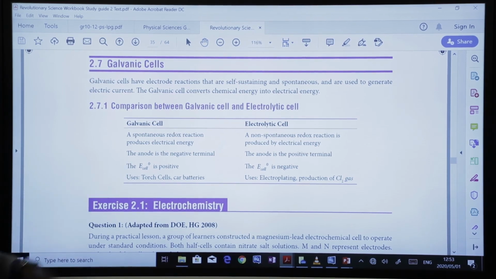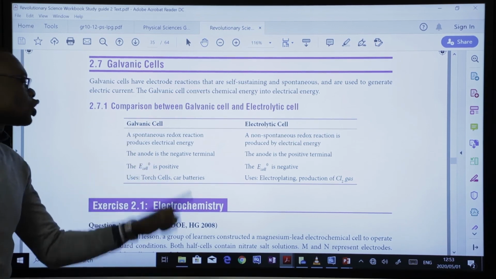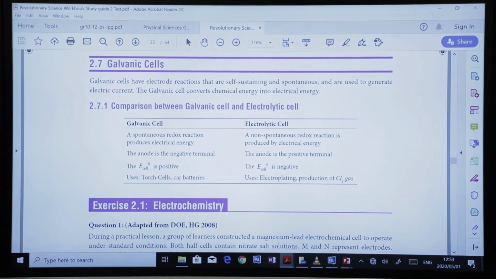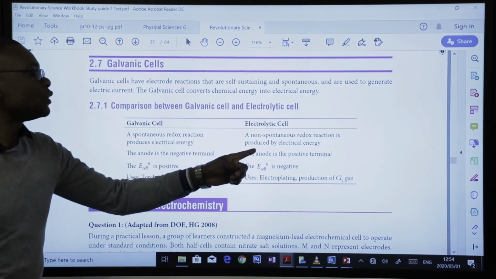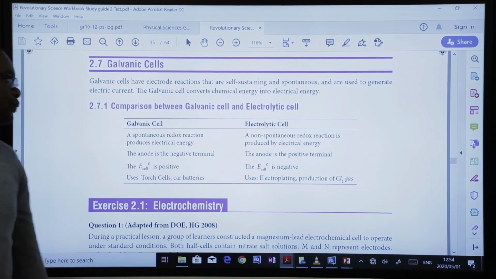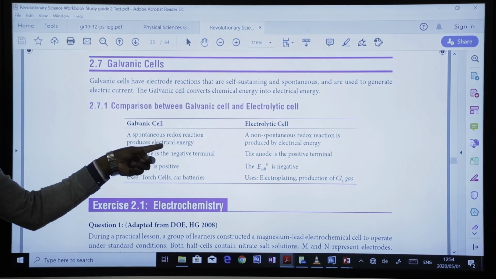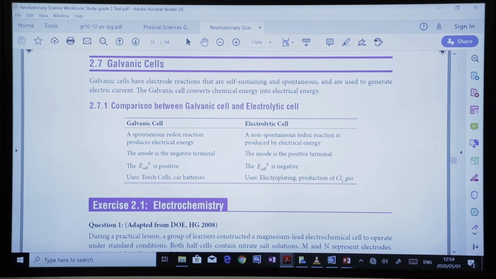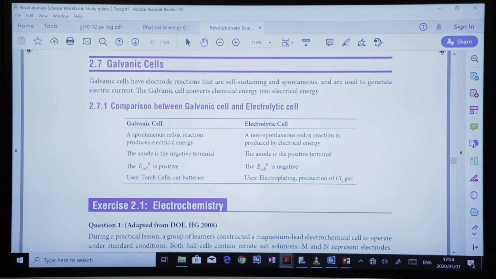So here we are saying in galvanic cells, the reactions are spontaneous redox reactions, while in the electrolytic cell, these are non-spontaneous redox reactions. And we are saying in galvanic cells, they produce electrical energy, while in electrolytic cells, they actually consume the electrical energy that has been produced.